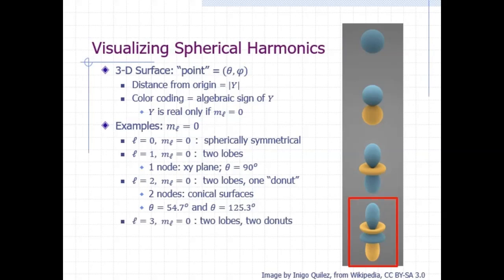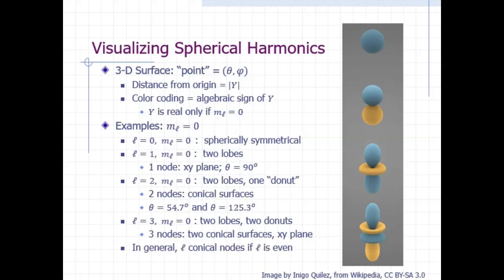For L equal to 3, the plot shows two lobes and two donuts. The color coding suggests that there are three nodes. Two of the nodes are conical surfaces between each lobe and the neighboring donut. And the third node is the xy plane between the donuts. In general, if m sub L equals 0, we find that there are L conical nodes if quantum number L is even. If quantum number L is odd, then the xy plane is a node, and there are L-1 conical nodes. In either case, the total number of nodes is L.